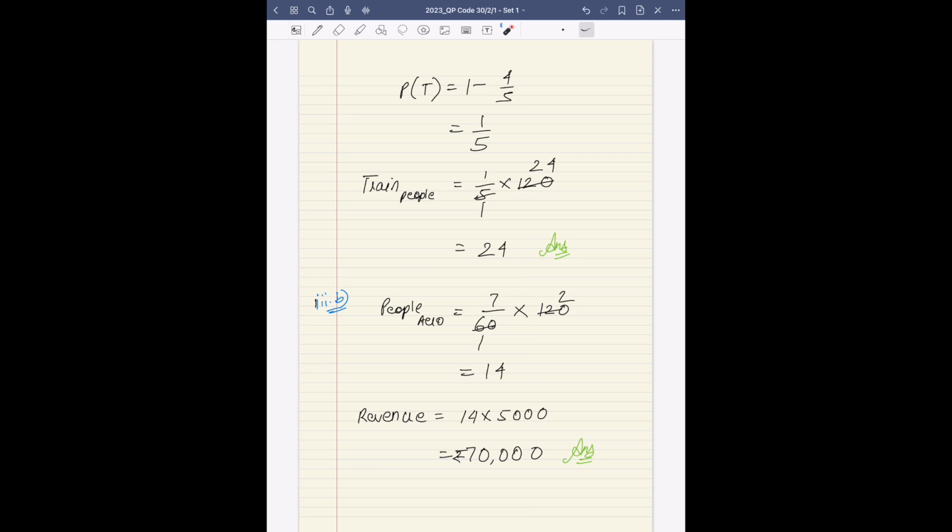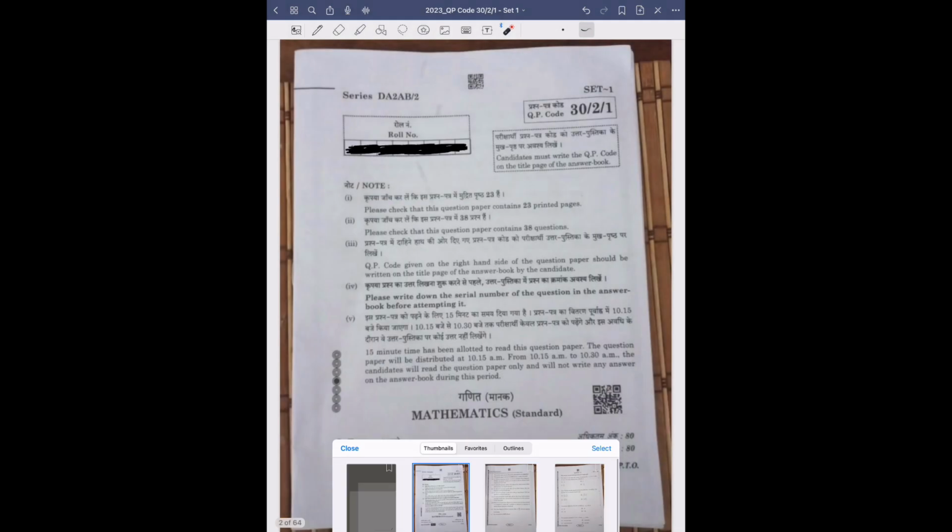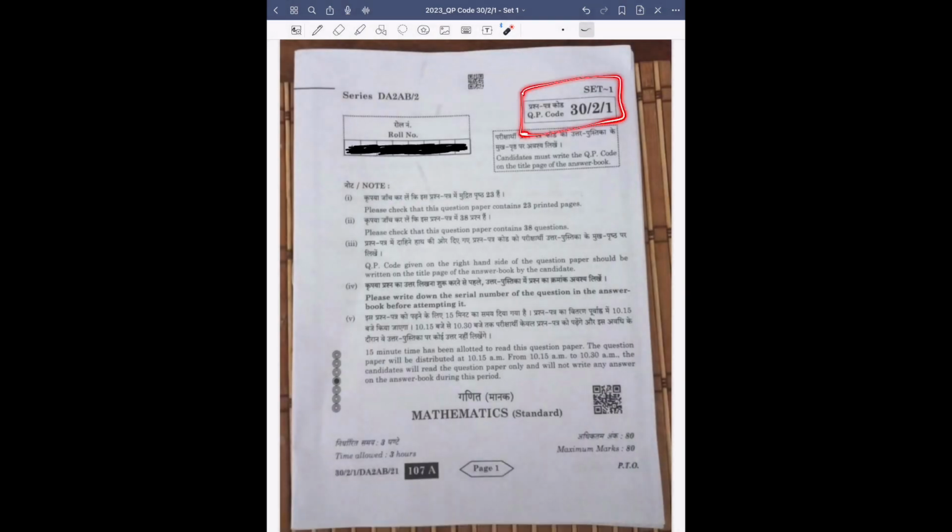This is your complete paper solved, CBSE 10th 2024. This is, just to recall, set number 30/2/1, which came in Bangalore in one of the schools. So one of my students has shared this paper.